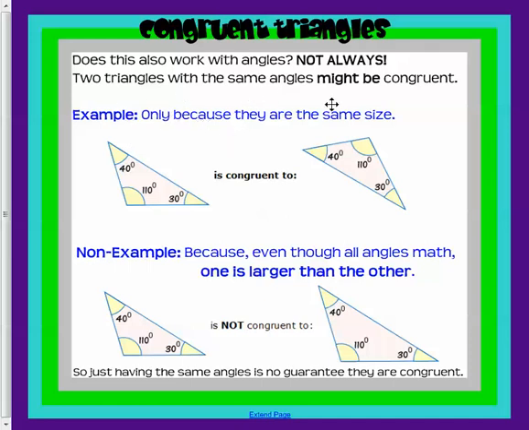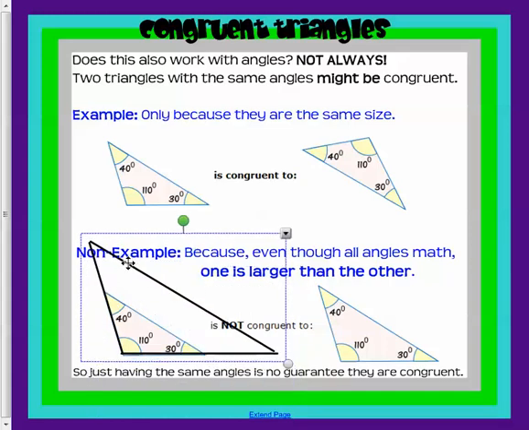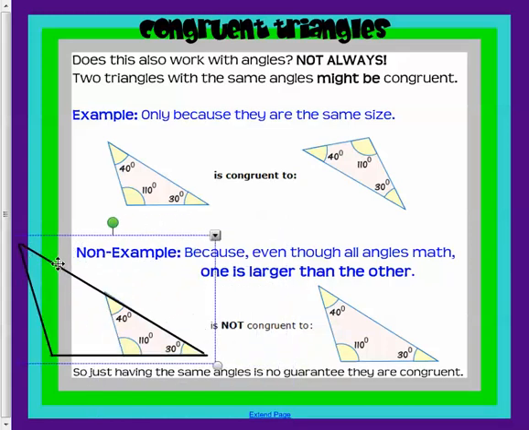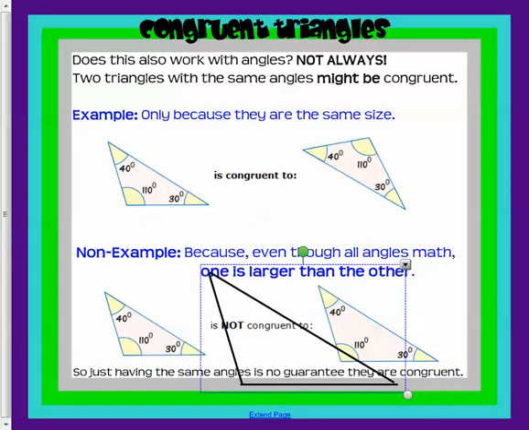Two triangles might have the same angles, for example, these two, but notice that this one is slightly bigger. They still have the same exact angles, but the sides are not the same. So, for example, you could make this triangle extended, and at this angle, they're still the same. At this angle, they're still the same, and at this angle, they're still the same, but the side lengths are definitely different. So, just because they have the same angles does not mean that they are congruent.